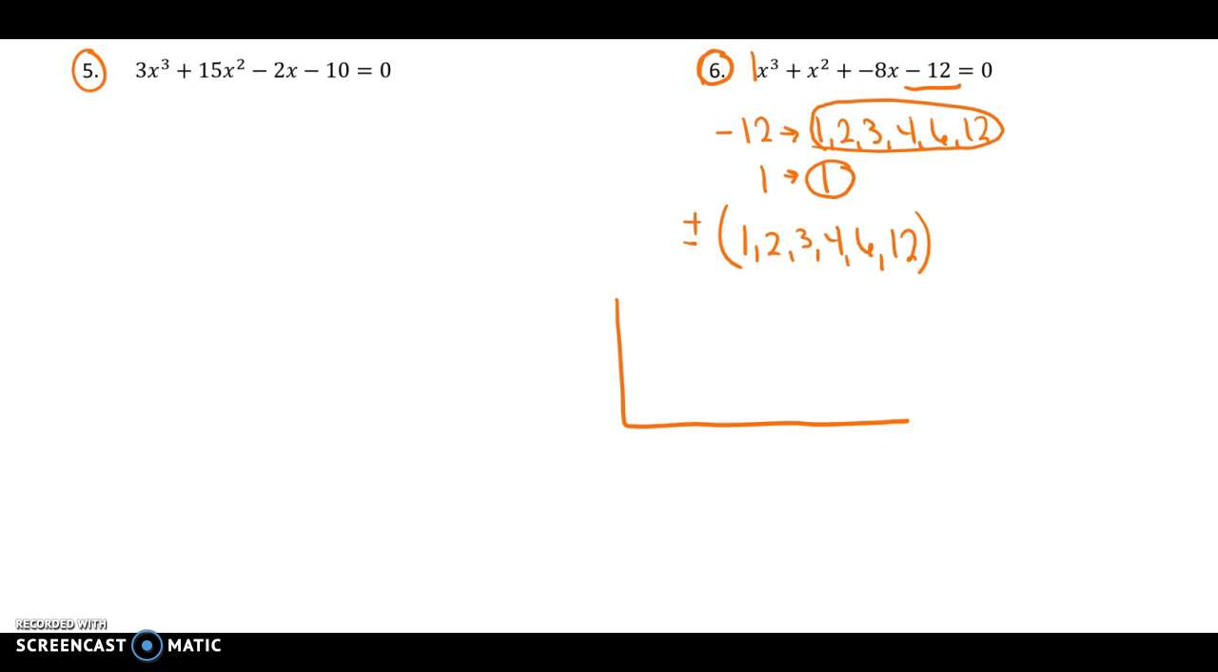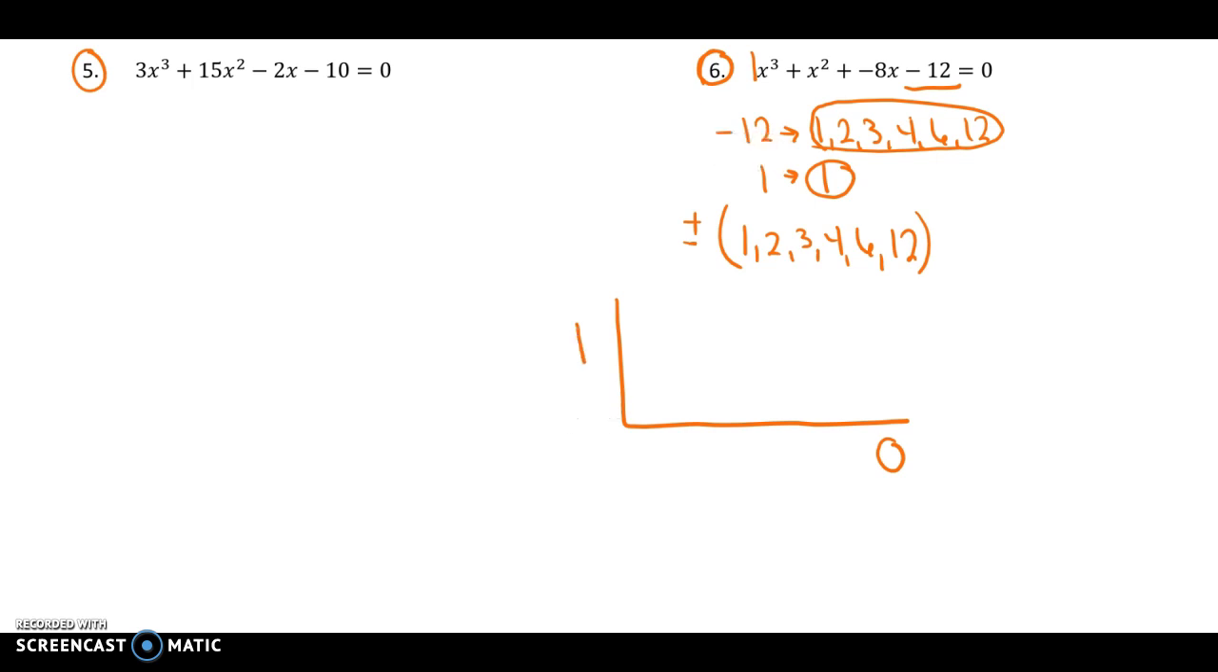And we do this with synthetic division. I might test 1 first, I might test -1 first, 2 first, -2, 3, -3. And it's going to work when I get 0 at the end. So let's say we start with 1.